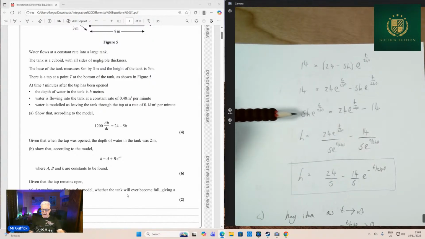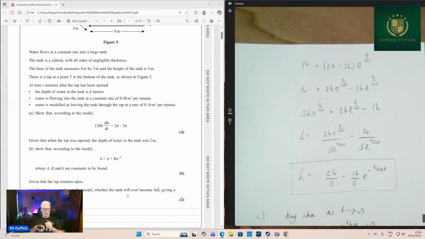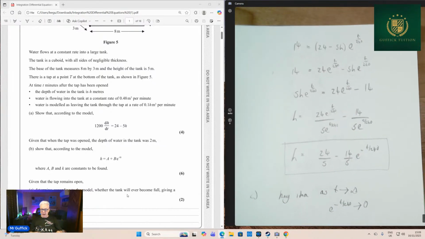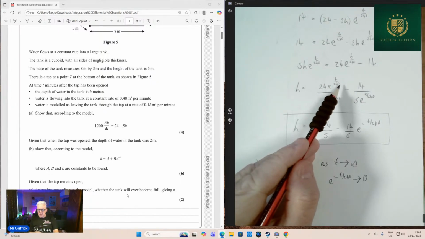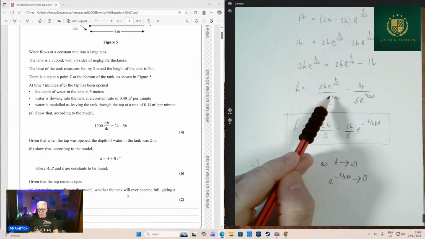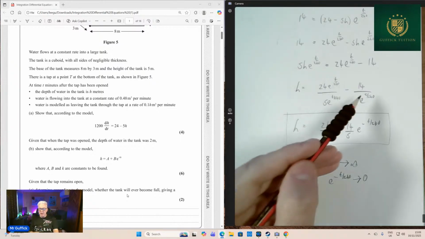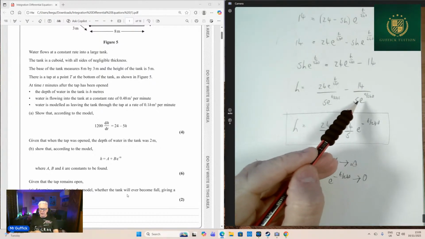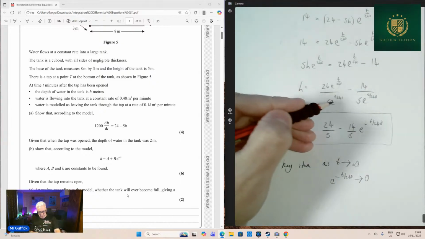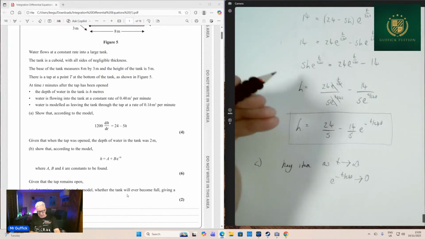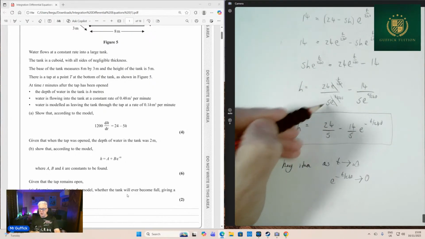So the last step now is just to divide by 5e^(t/240). When we do that, we get that h is equal to 24e^(t/240) divided by 5e^(t/240), and then we get 14 over 5e^(t/240) there. So here they're going to cancel like so, just leaving us with 24 over 5.